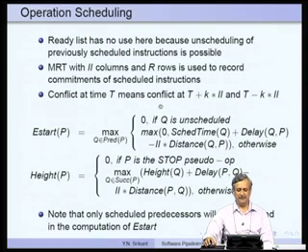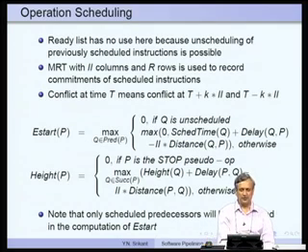Conflict at time t implies conflict at t plus k star II and t minus k star II. So, this has to be checked. Okay, rather this is certain. So, k equal to 0, that means t, that is a conflict. K equal to 1 implies t plus II and t minus II. So, all these are modulo II.